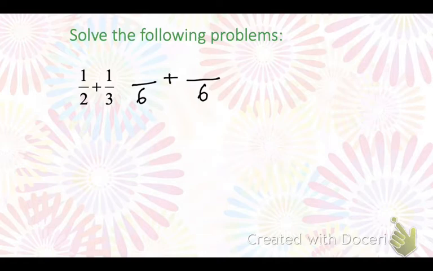So, because 6 is my common denominator, I need to find my new numerator. So, 2 times 3 got me 6. So, 1 times 3 is 3. 3 times 2 got me 6. So, 1 times 2 is 2.